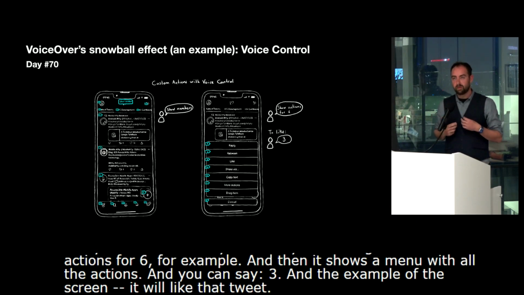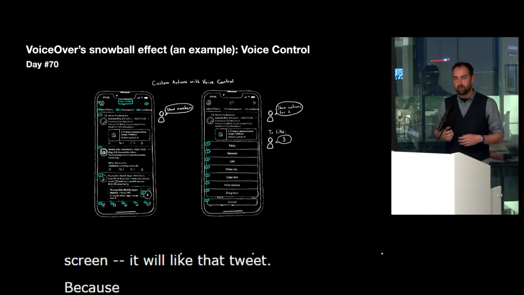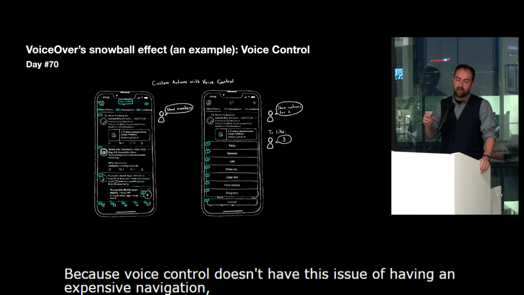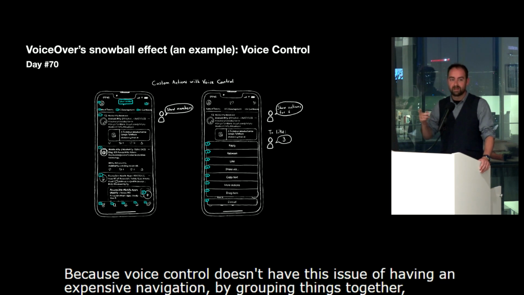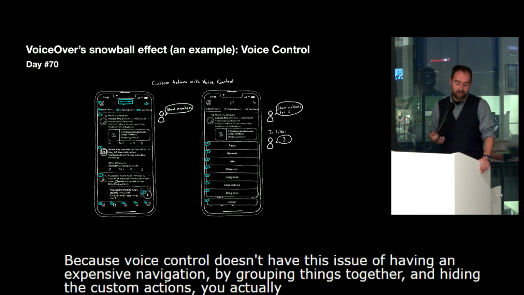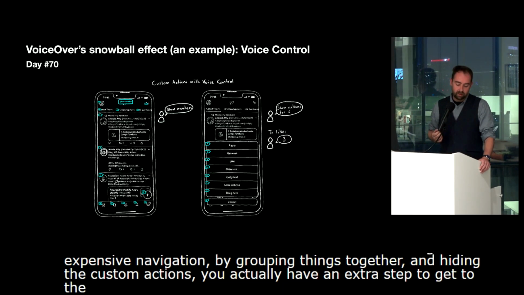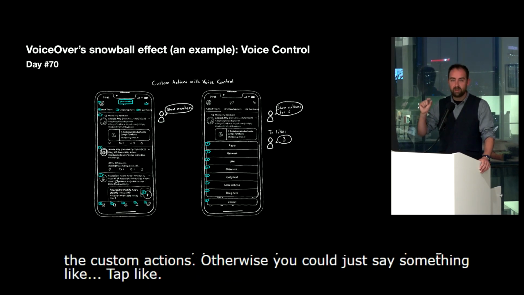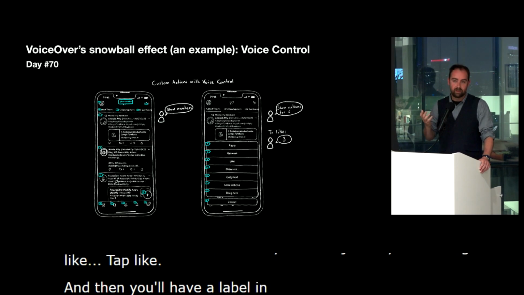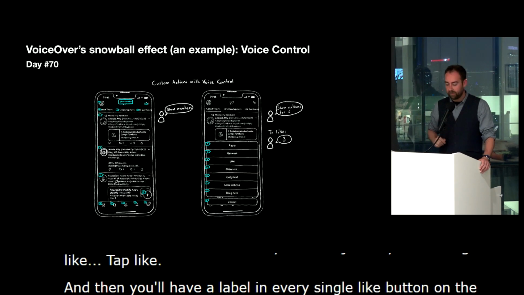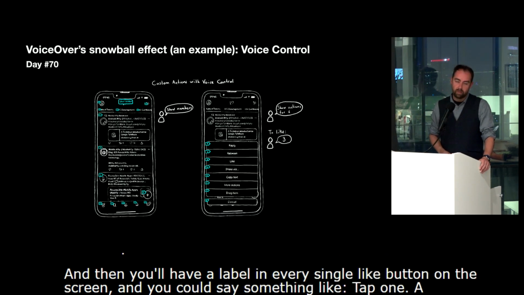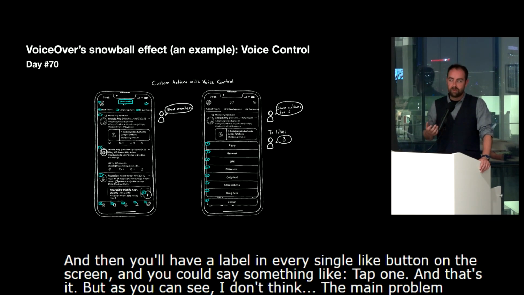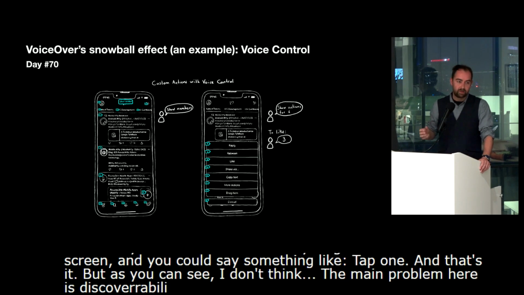Because Voice Control doesn't have this issue of expensive navigation, by grouping things together and hiding the custom actions, you actually have an extra step to get to the custom actions. Otherwise, a user could just say something like "tap like," and you'd have a label on every single like button on the screen, and you could say something like "tap 1," and that's it. But I don't think the main problem here is discoverability, because not every user may know about this command of show actions, for example.